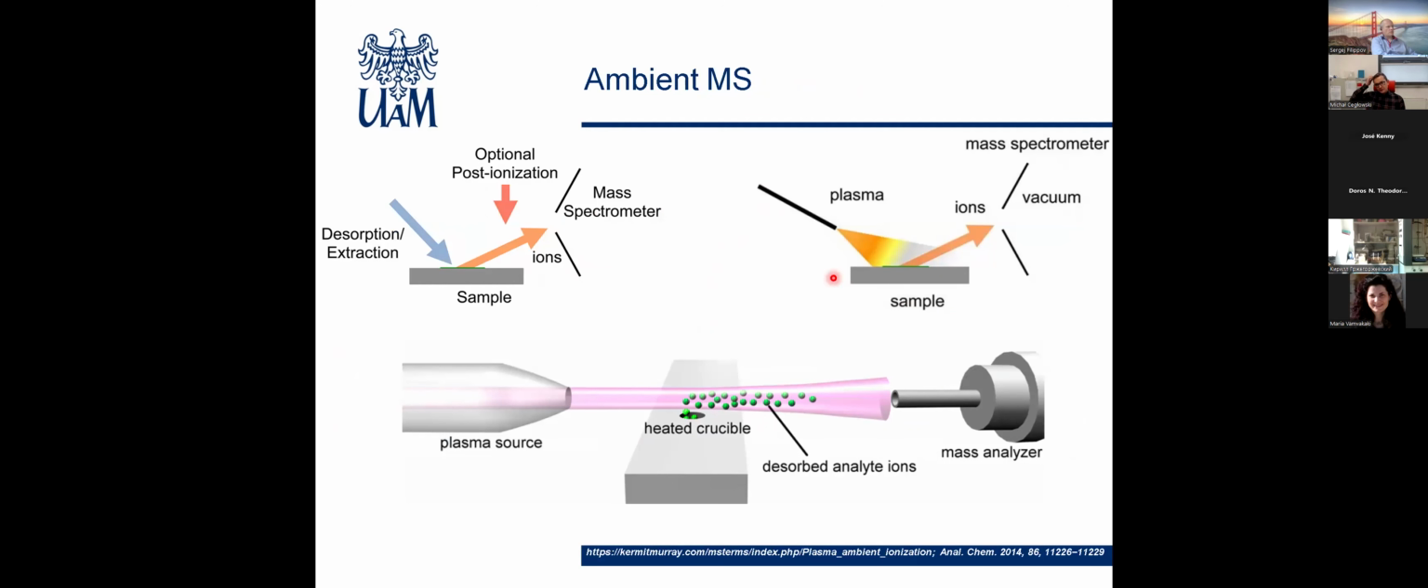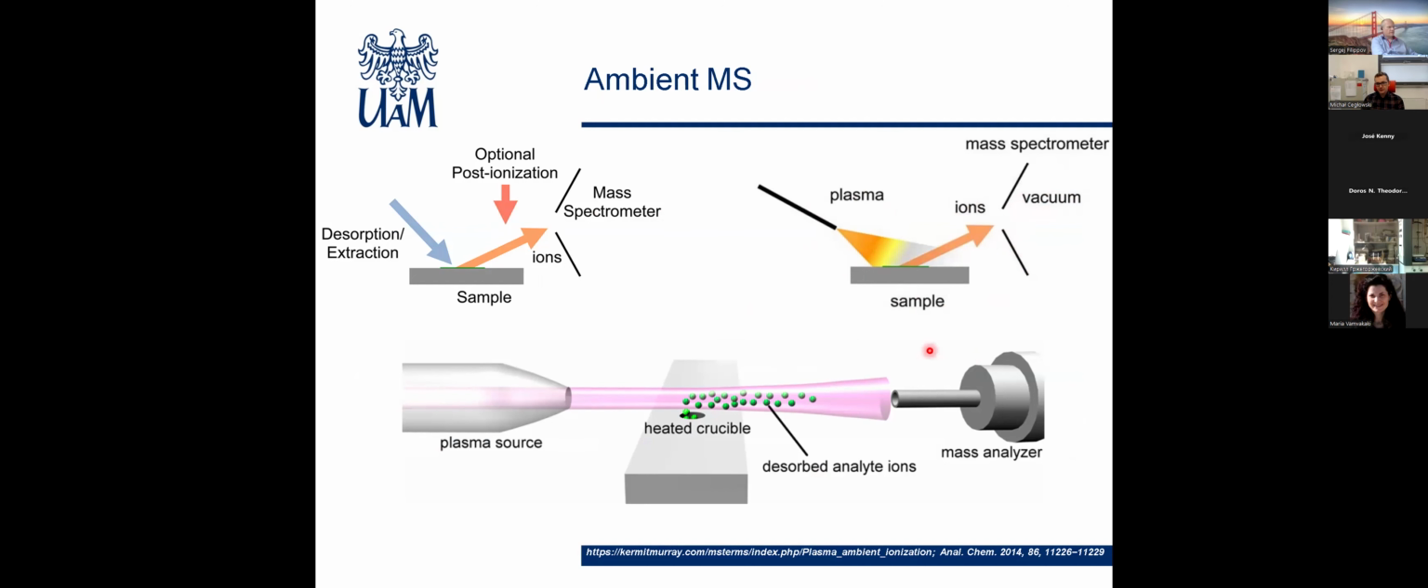And what I'm working with is ambient MS, so ambient mass spectrometry. It works like this: we perform ionization under ambient conditions, so the atmospheric conditions. And there are various systems that work in this way. Basically, what we work with is the plasma system. So we have a low temperature plasma that's interacting with a surface or with the analytes. It ionizes them and takes them to the mass spectrometer.